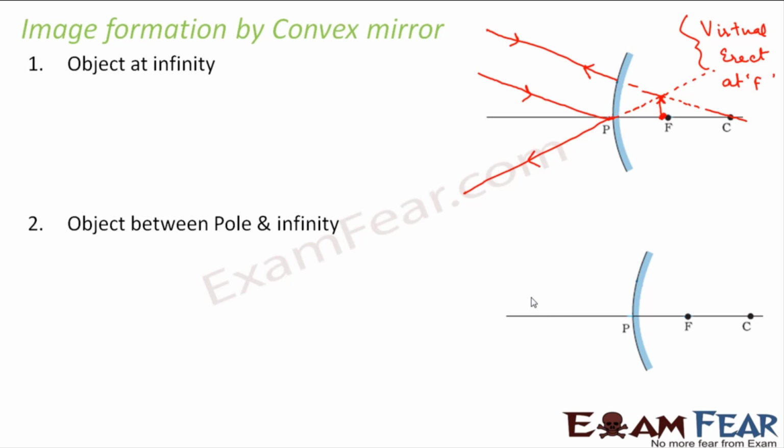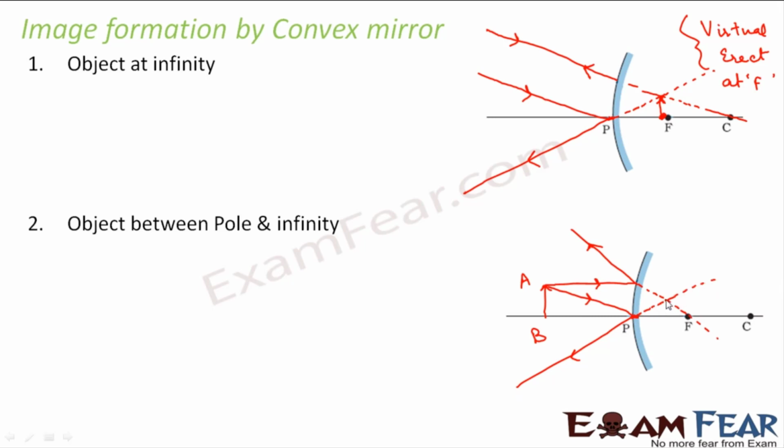So let us try to plot it. Let us suppose the object is somewhere here. This AB is my object. Let us suppose there is one ray which falls obliquely on the pole and goes back obliquely. There is another ray which goes parallel to the principal axis. After reflection, it should virtually pass through the principal focus, but actually it gets diverged. So where will the reflected rays meet? This is one reflected ray, this is another reflected ray.